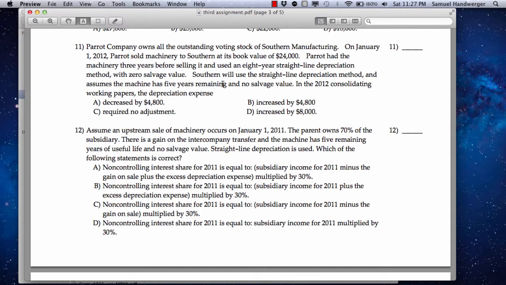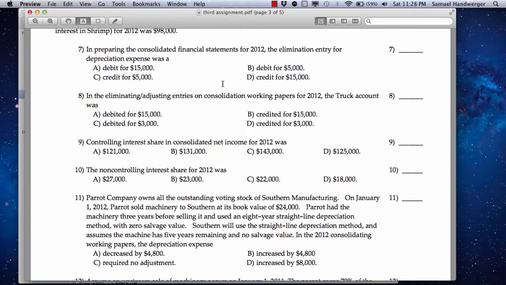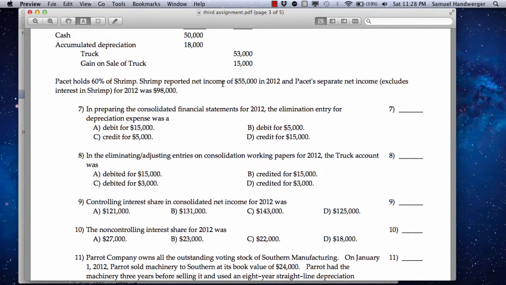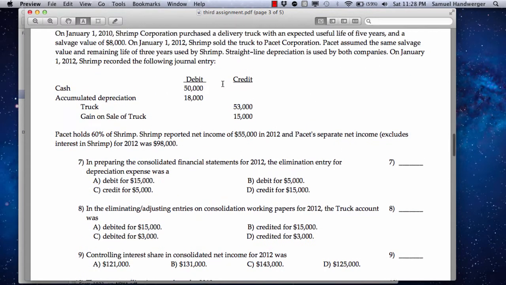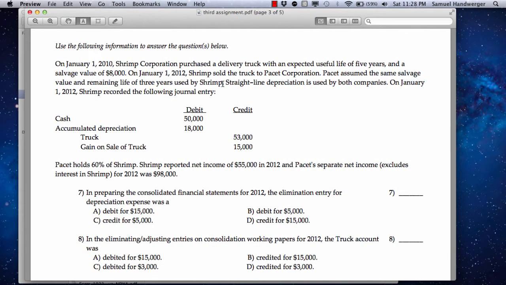So the non-controlling interest share is the subsidiary income for the year minus the gain on the sale plus the excess depreciation, multiplied by the non-controlling interest percentage. So for the controlling interest, we're going to take the subsidiary income, subtract the gain, add the excess depreciation, and multiply that new number by the controlling interest share percentage, and then add in the controlling interest share of income. If you do that for question 9, you will get to the answer of D, the correct answer, $125,000. So you should be able to duplicate that for yourself.